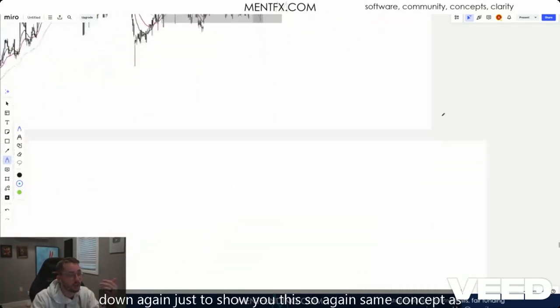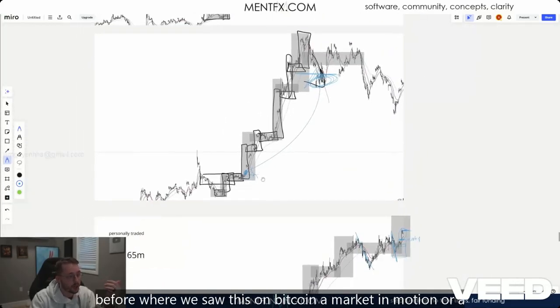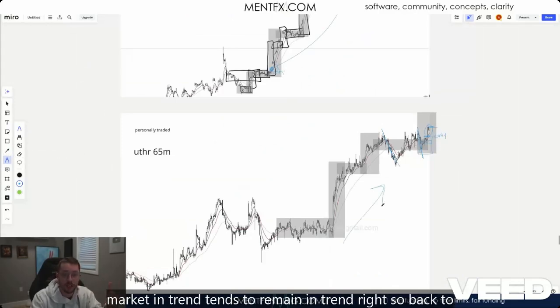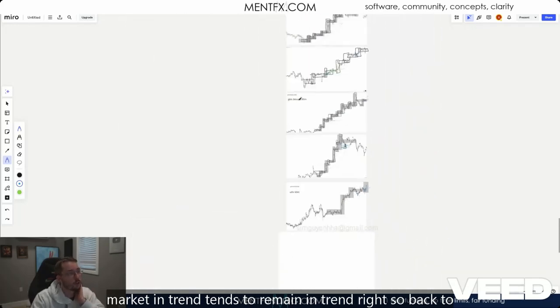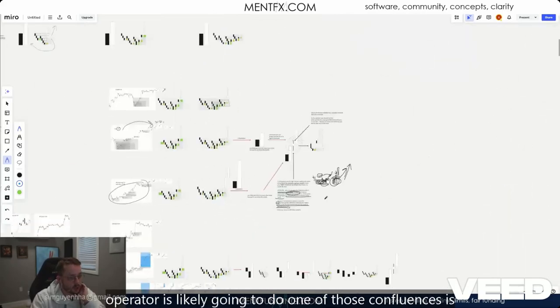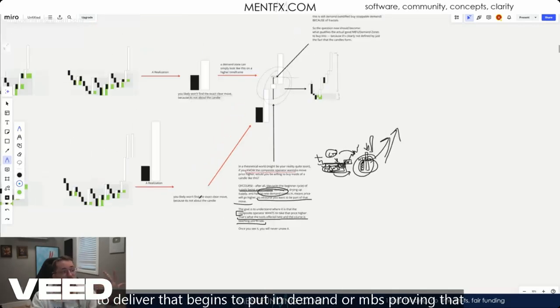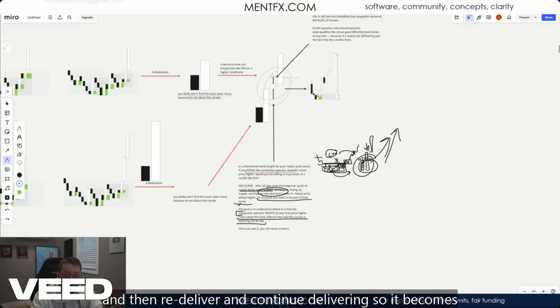And if I go down again, just to show you this, same concept as before, where we saw this on Bitcoin: a market in motion, or a market in trend, tends to remain in trend, right? So back to the initial idea of understanding what the composite operator is likely going to do, one of those confluences is studying and understanding what the market has already been doing. A lot of the time, a market that begins to show it wants to deliver, that begins to put in demand or MBs, proving that it wants to deliver, is also a market that tends to reset up and then re-deliver and continue delivering.